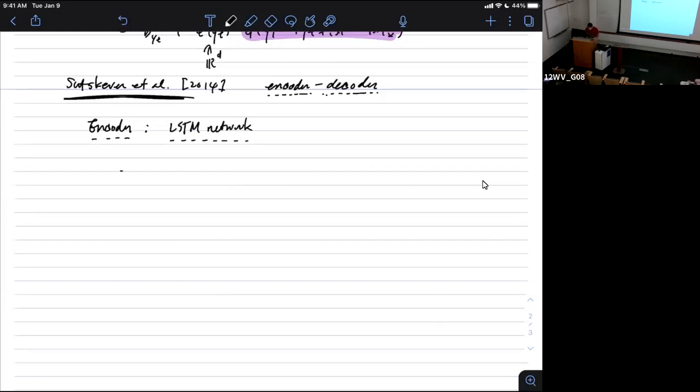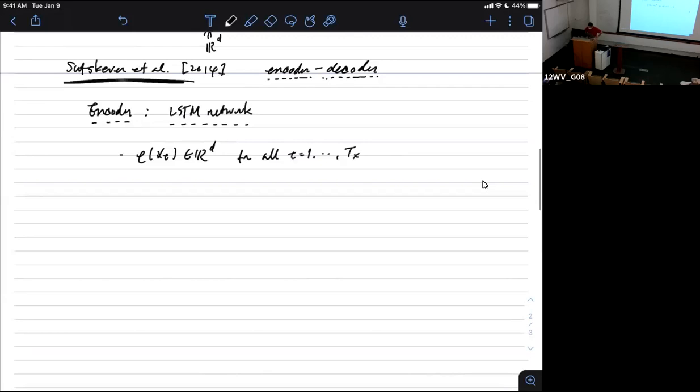Now how do we encode each source token? We're going to use the embedding E, for all t from 1 all the way to T_x. So we have the sequence of tokens, and we embed them first. We now have a sequence of continuous vectors, E(x_1), E(x_2), up to E(x_{T_x}). The sequence of vectors is going to go into the LSTM.